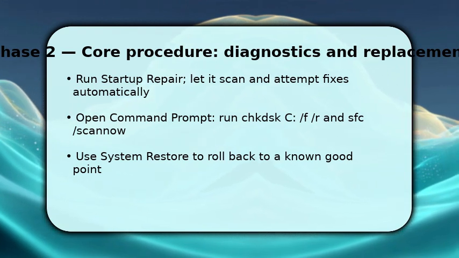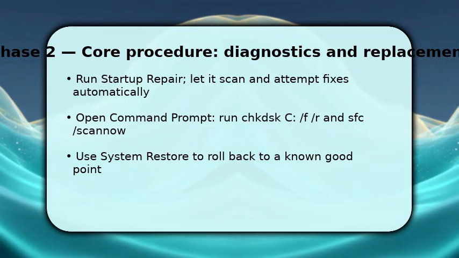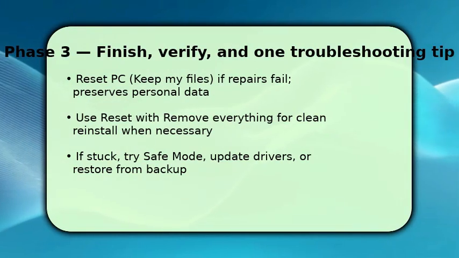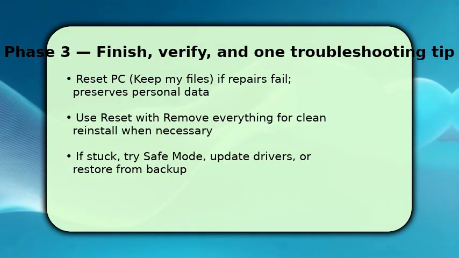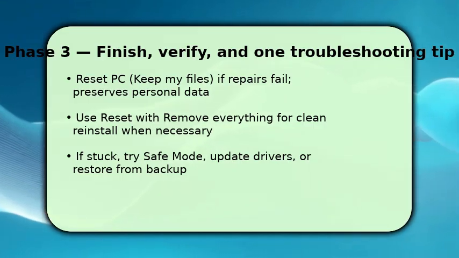Make sure to reboot between steps so changes take effect, and if previous steps fail, choose Reset this PC with Keep My Files. This reinstalls Windows while preserving personal data and often resolves deep system corruption. If you need a fully clean slate, select Remove Everything for a complete reinstall. Once done, install updates and drivers to prevent recurrence.